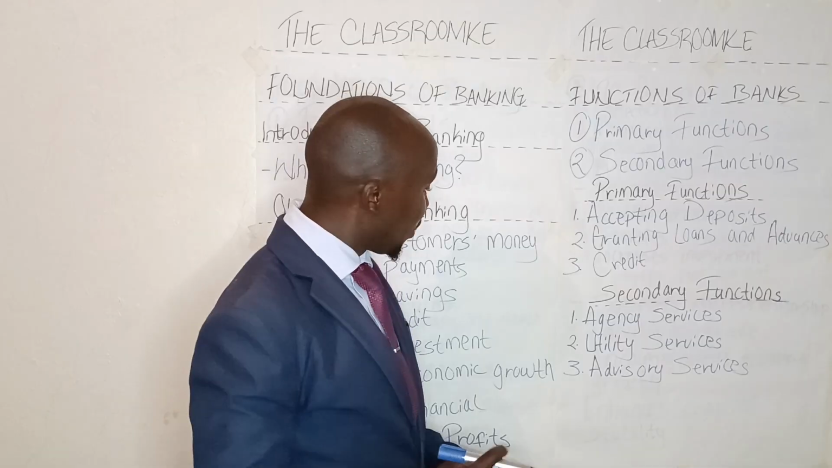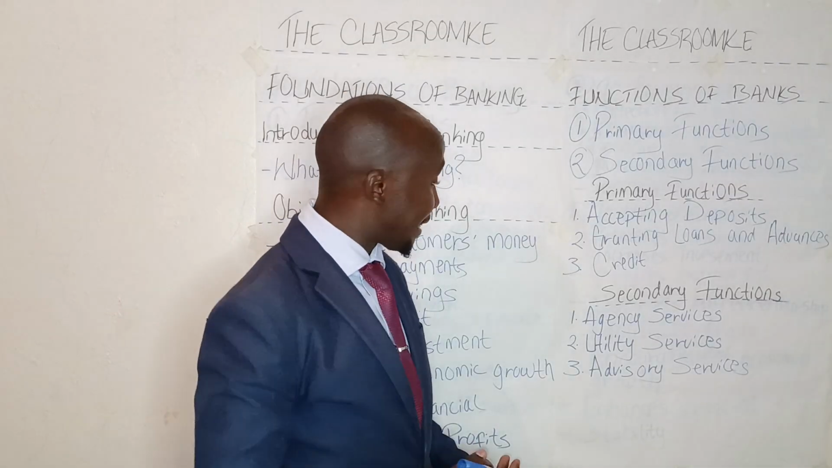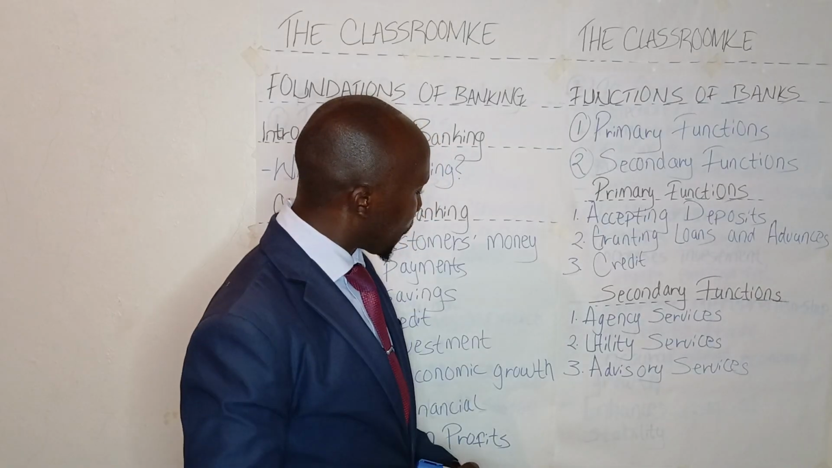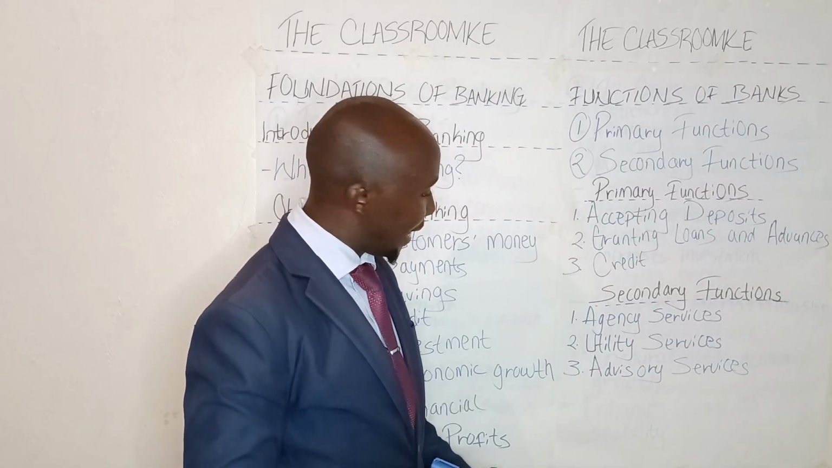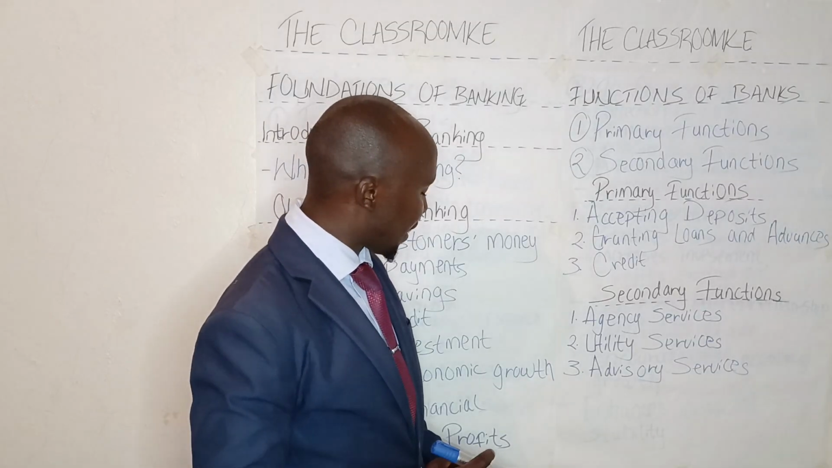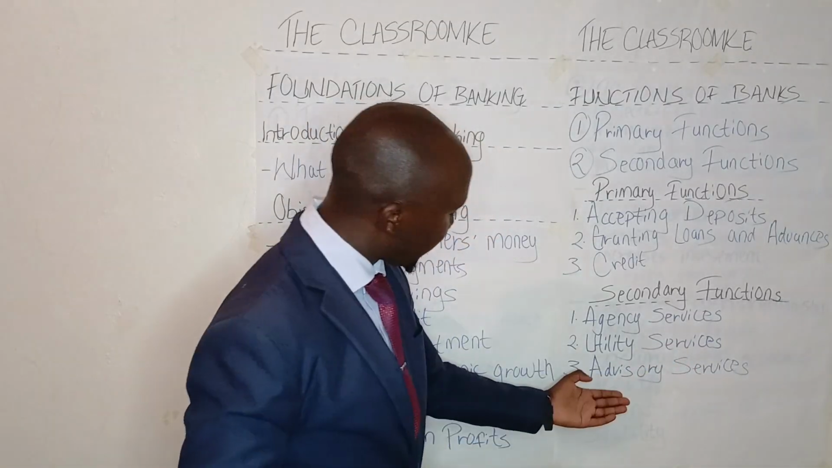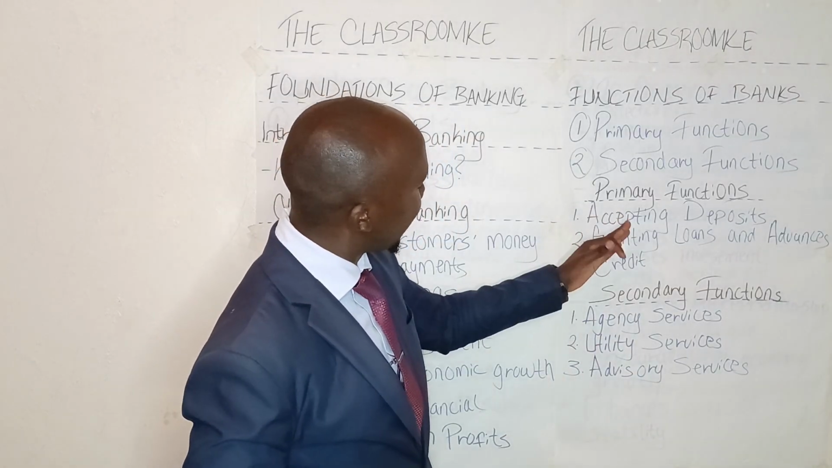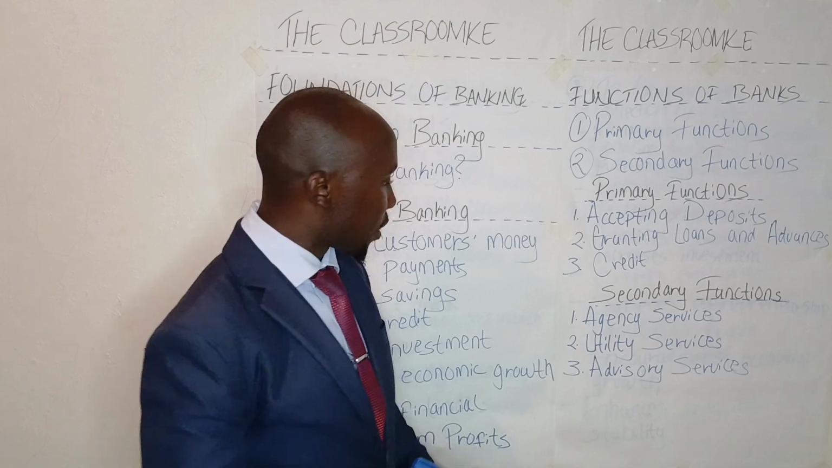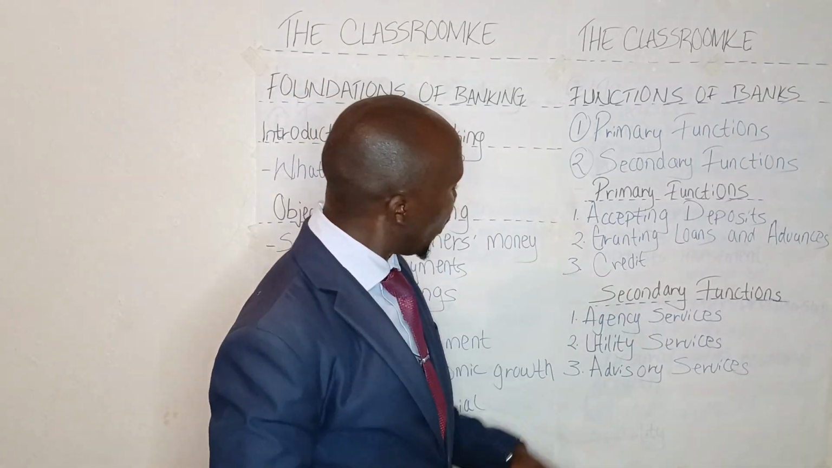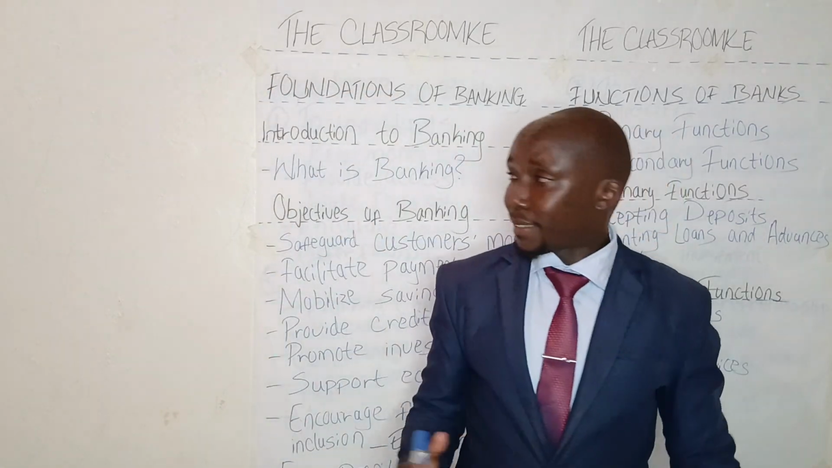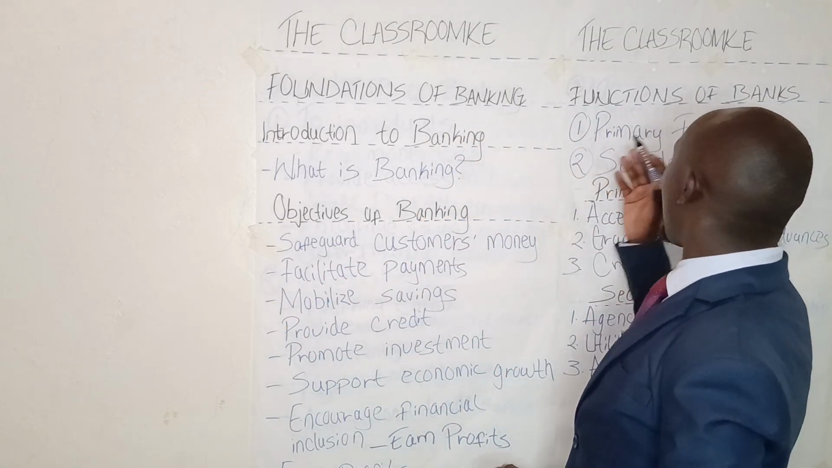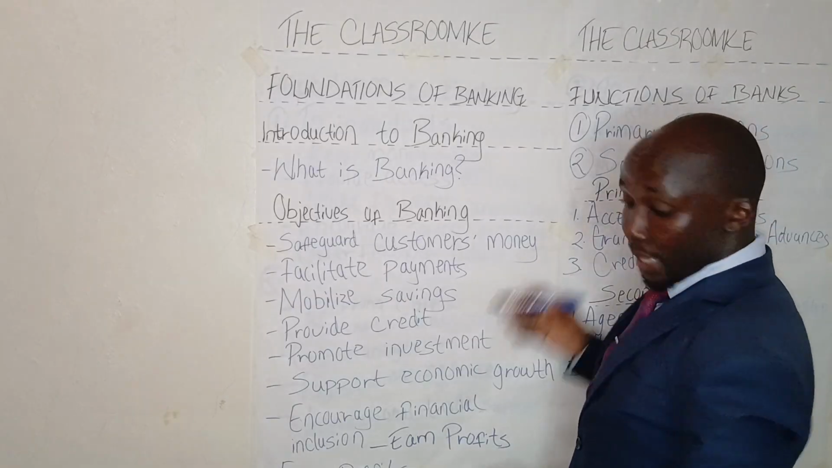Number three are the advisory services. Banks act as advisors, especially on matters of financial planning, wealth management, and they are able to earn from this service. So banks do play the primary functions and the secondary functions. I'm sure by now you have been able to understand what banking is, the objectives that they achieve, and the functions, the primary and the secondary functions.